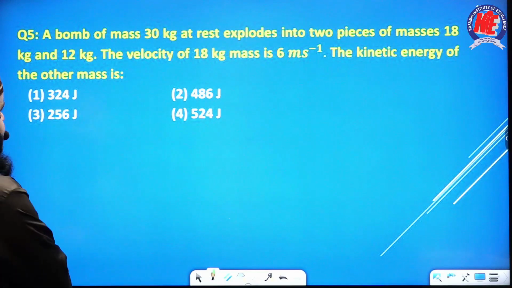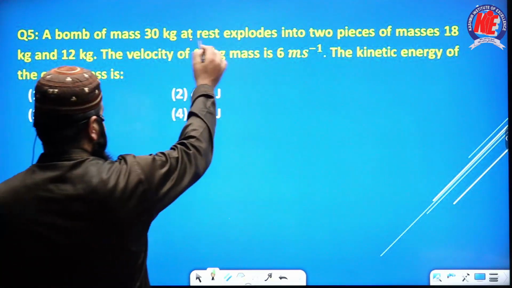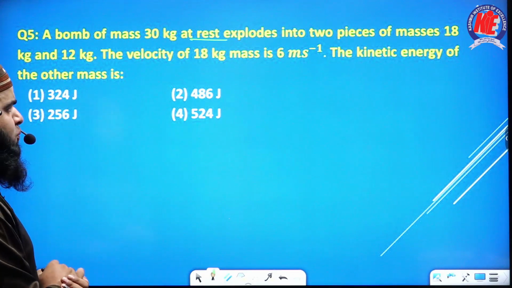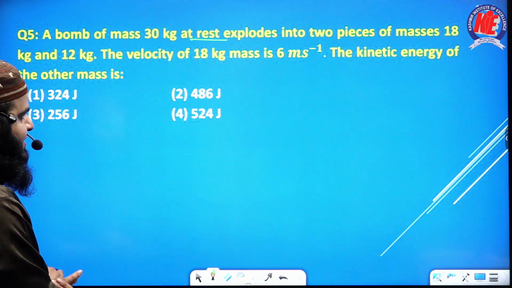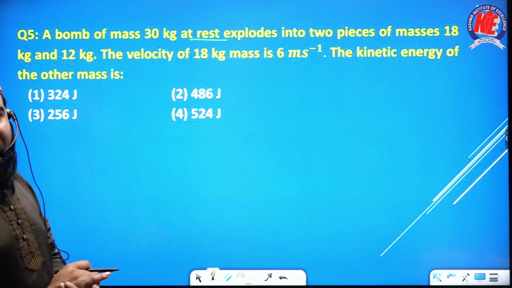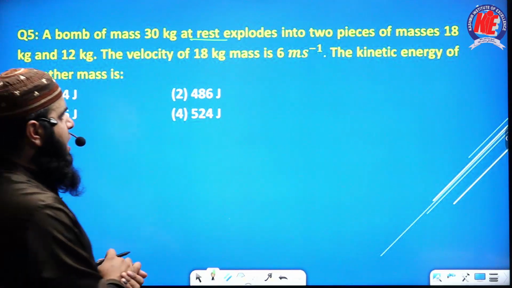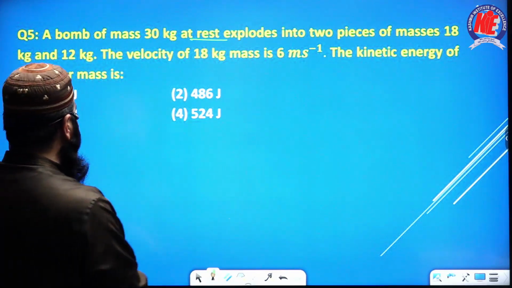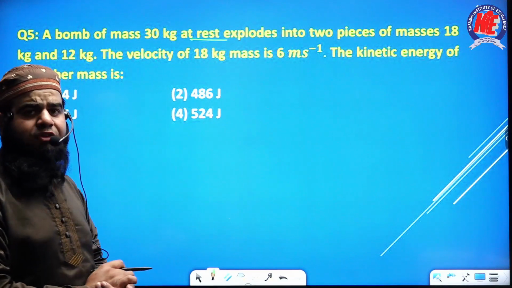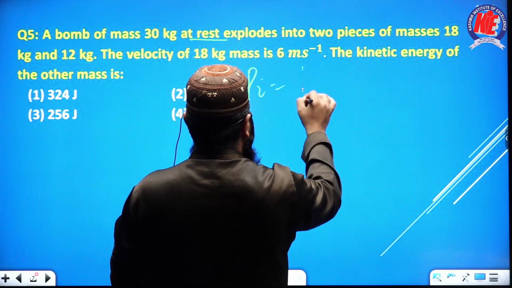Next question please. A bomb of mass 30 kg at rest, this is the key point here, explodes into two pieces of masses 18 kg and 12 kg. The velocity of 12 kg mass is 6 meter per second. The kinetic energy of the other mass. Other mass की kinetic energy को निकालने के लिए हम पहले velocity को hit करेंगे and typically the application of the conservation of linear momentum, क्योंकि bomb explosion में किसी external force की involvement नहीं है, so P initial should be equal to P final.